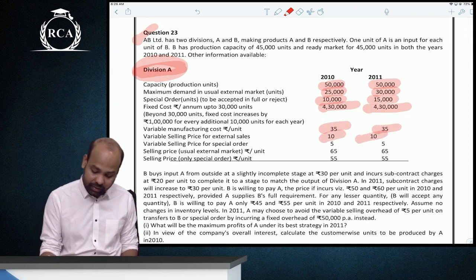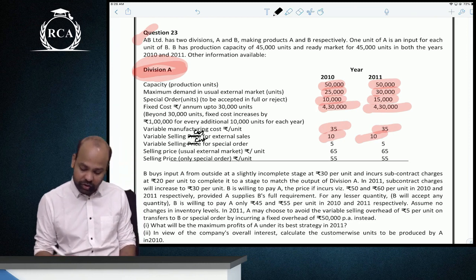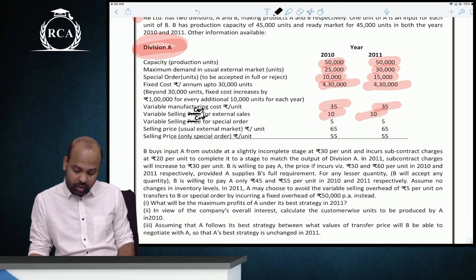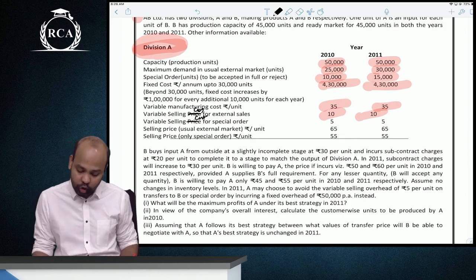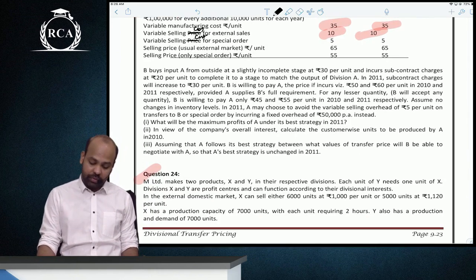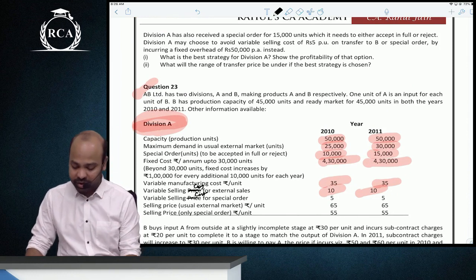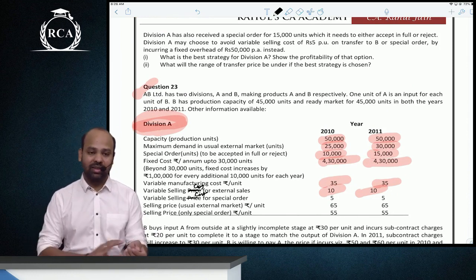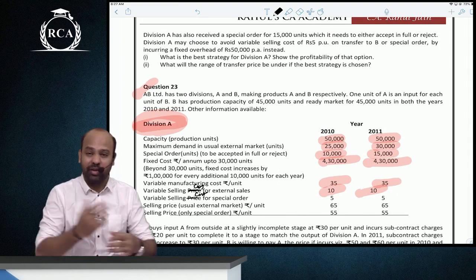It is not variable selling price, it is variable selling cost, for external sales or for special order. Selling price in the usual external market is 65 rupees. Selling price only for special order is 55 rupees. Up to here it is similar to the previous question. The only things that change are that we have one more additional year, and the price is 65 and 55 instead of 80 rupees, 70 rupees.